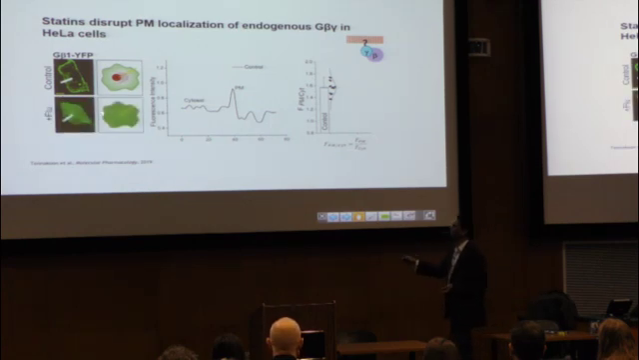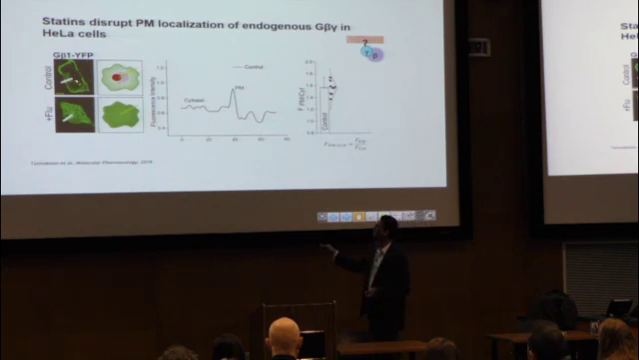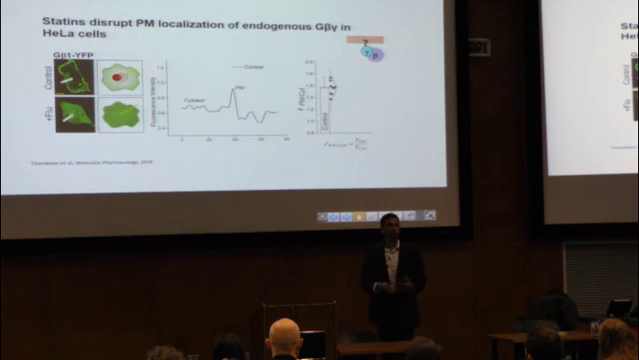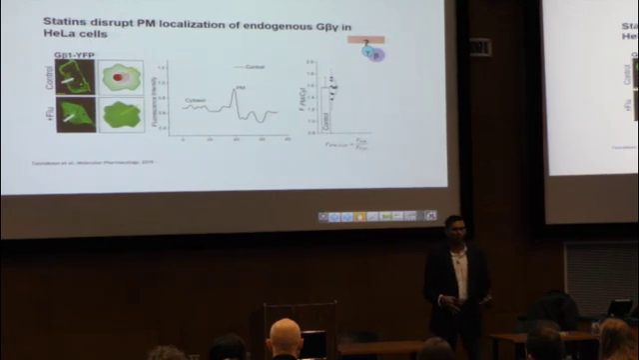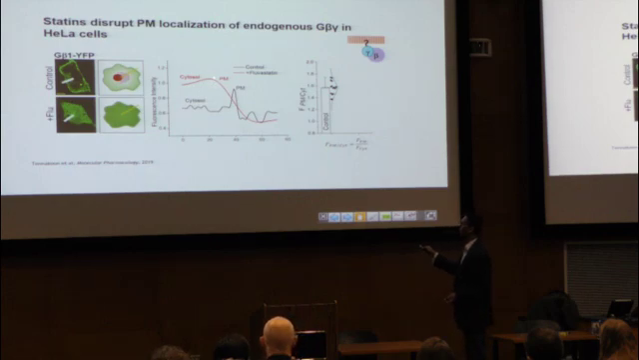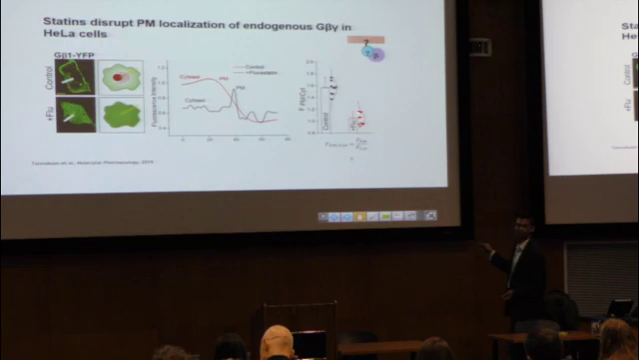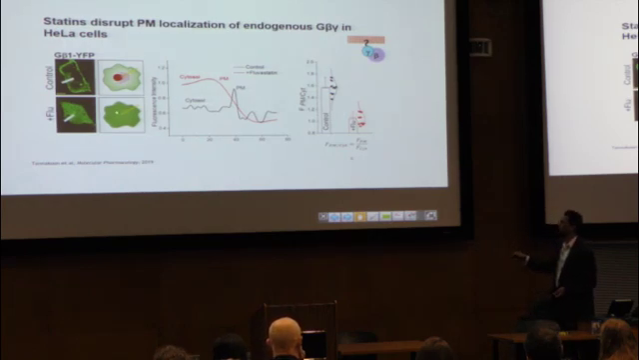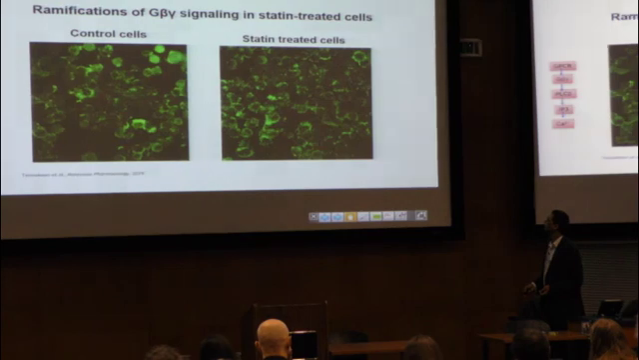When you expose cells to statins, you can see your beta gamma is no longer on the membrane, all dissolved into the cytosol. If you measure, there is not much difference between the plasma membrane and inside the cell. So that ratio is nearly 1. This ratio closer to 1 means you have an inhibition of G protein lipidation.